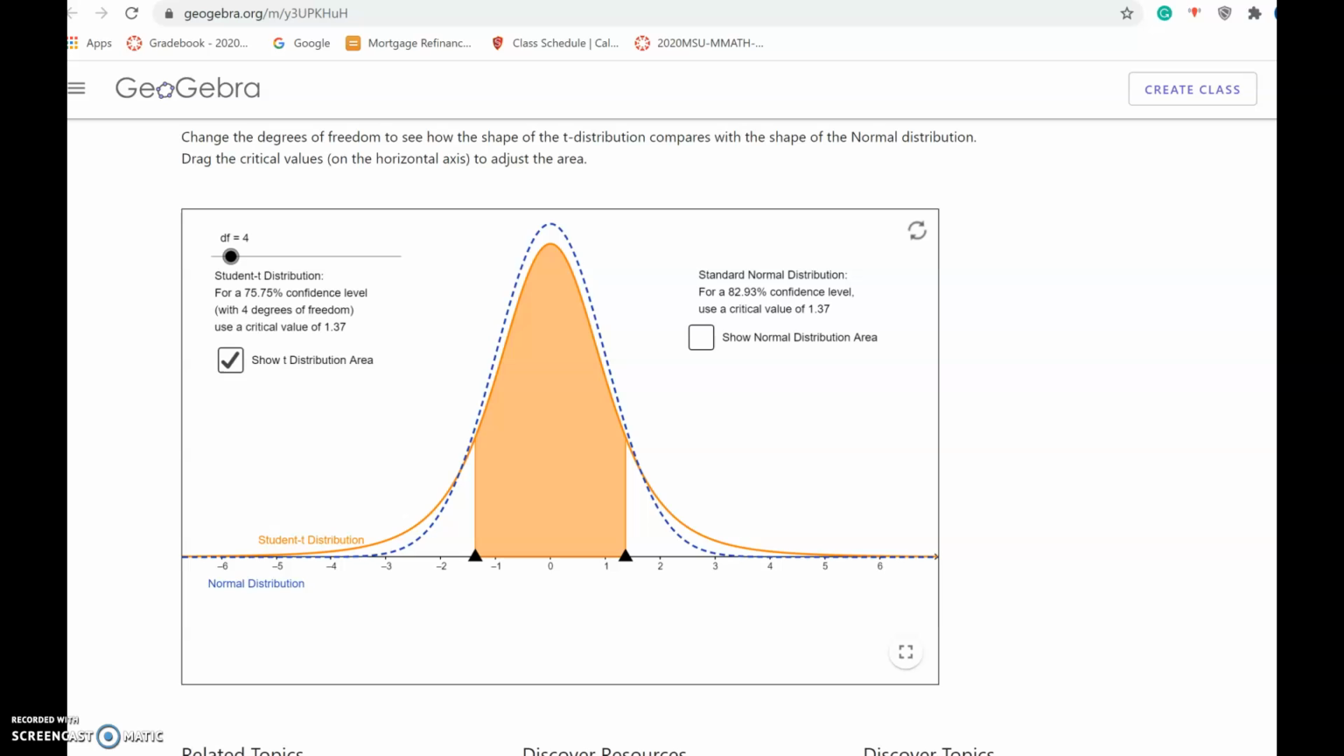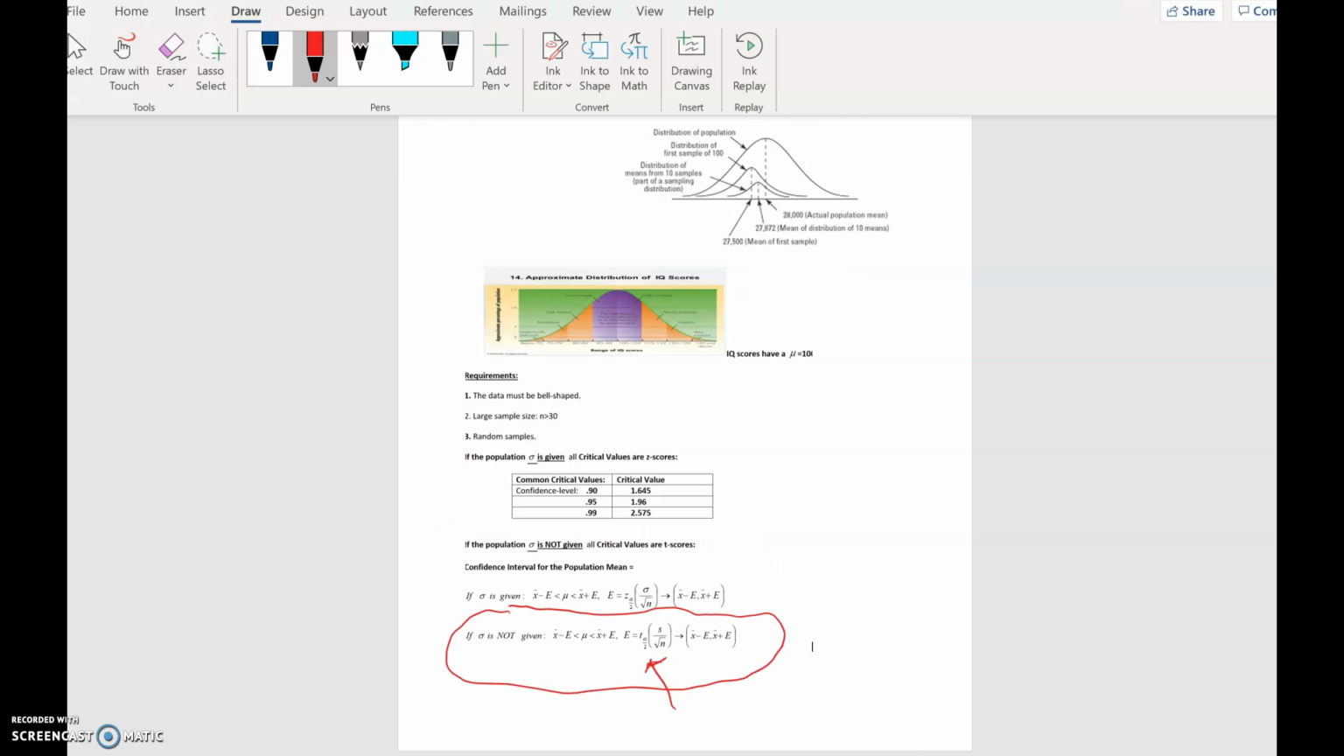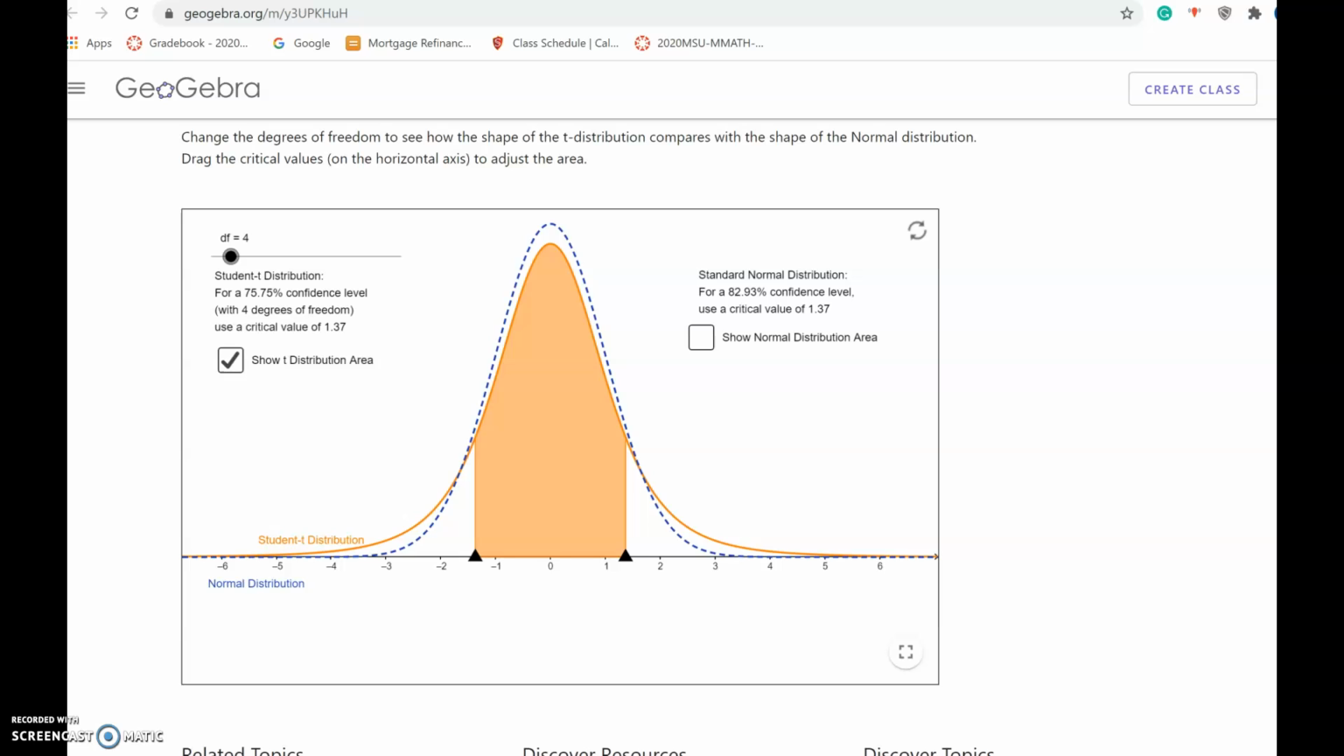And what you're looking at is the dotted line, which is the standard normal distribution. And then the second one, the orange graph, is your t-distribution. Now, we use the t-distribution in confidence intervals, and it's this t-value when the value of sigma is not given. And these t-values are actually coming from here.